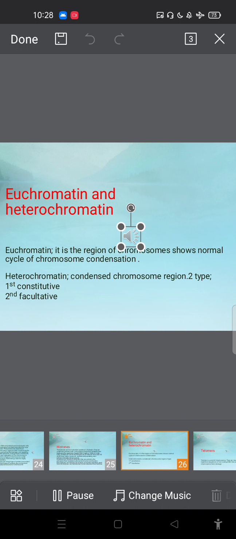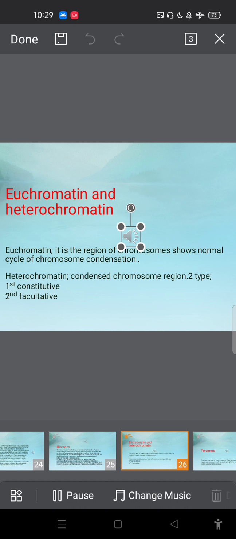Constitutive heterochromatin is present in all cells at identical positions on both homologous chromosomes of a pair. This form of heterochromatin consists mostly of repetitive DNA and is exemplified by centromeres and telomeres.